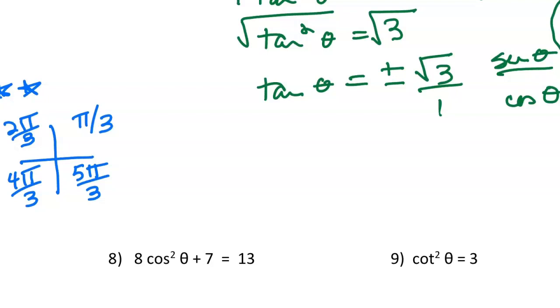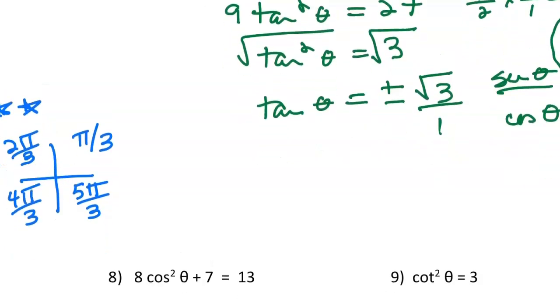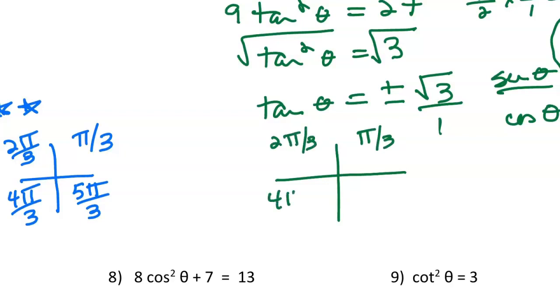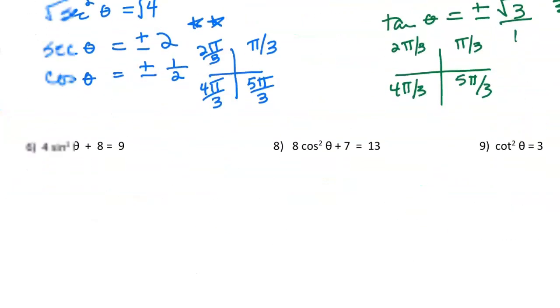So now I know that I need all of the pi over 3 angles. I need 4 of them because I'm doing plus and minus. There are 2 places where tan is positive, 2 places where it's negative. That is exactly why I am getting 4 angles for my answers. Okay, there you have it. Let's keep going.